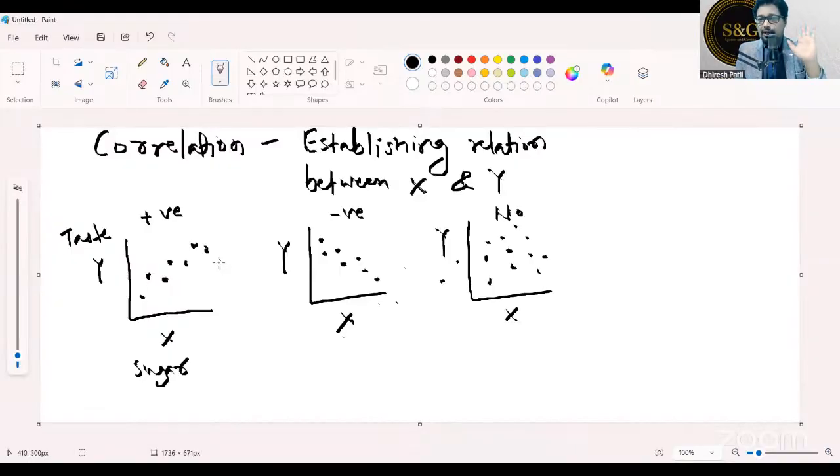Input and output both are going up. It's a positive relationship, correct? Now, let's talk about a negative correlation. What is negative correlation? Let's take water and the taste of tea.